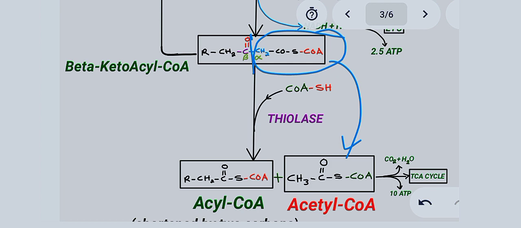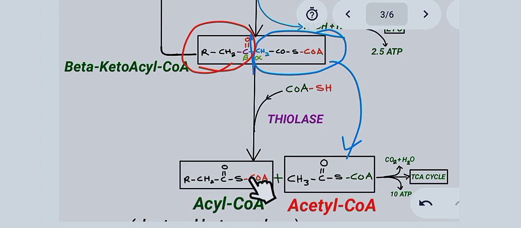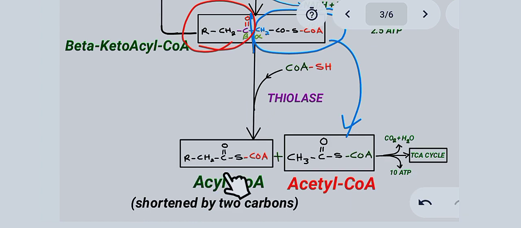Now, the remainder part is going to be this. So what will happen is that we are going to add a coenzyme A to this remaining compound so that we form acyl CoA. Acyl CoA is having that coenzyme A. Acetyl CoA is having that coenzyme A. And here we only have one coenzyme A. So this coenzyme A right there is the one that we have in acetyl CoA. So for us to make acyl CoA, we have to get an additional coenzyme A. So this acyl CoA is going to be shortened by 2 carbons.